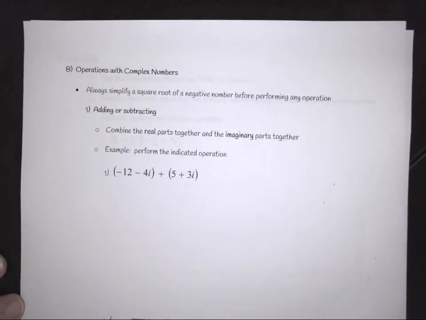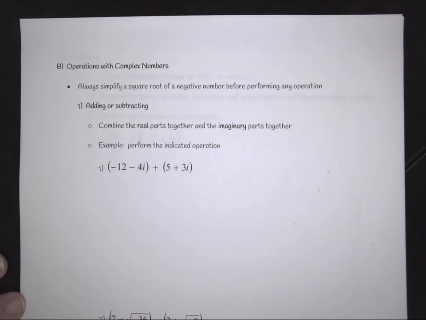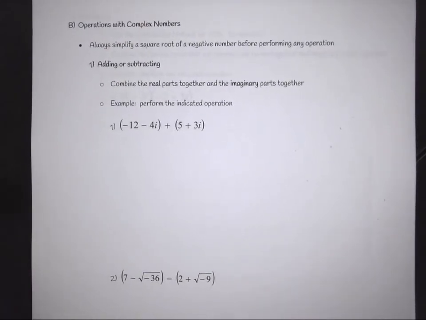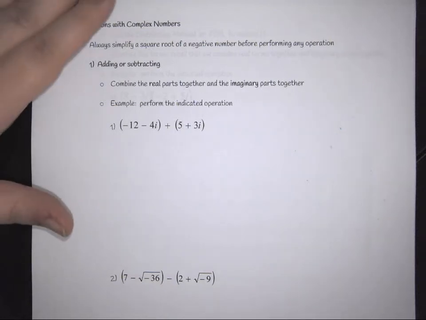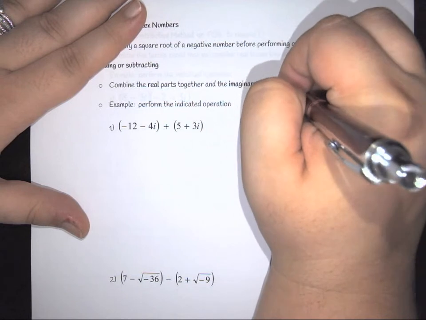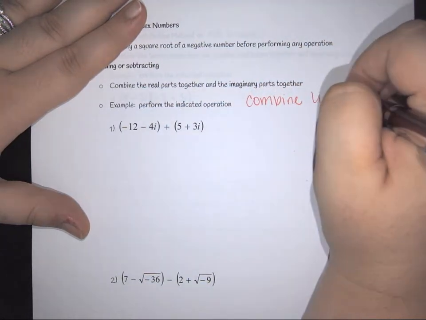Now with this, we also have what's called operations with complex numbers. So operations, we can add, subtract, multiply, or divide. So the first thing I wanted to do is start with add. You can see that the directions simply say that you need to perform the indicated operation. And the way you do that is by essentially combining like terms. So it all boils down to that you have to combine your like terms.